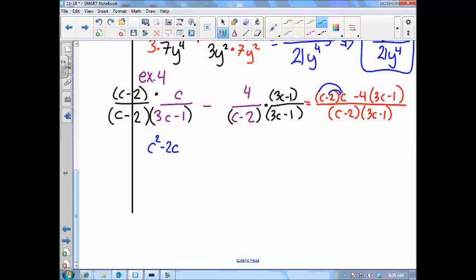I'm glad you said it was negative. Negative 4 needs to be distributed in. Selena, what's negative 4 times 3c minus 1? Negative 4 times 3c. Okay. And then negative 4 times negative 1. Good, positive 4. Okay, all over the same common denominator which we found, which is c minus 2 times 3c minus 1.